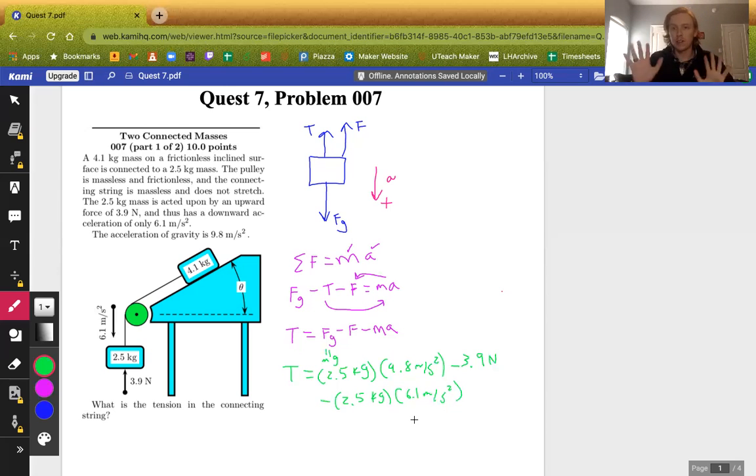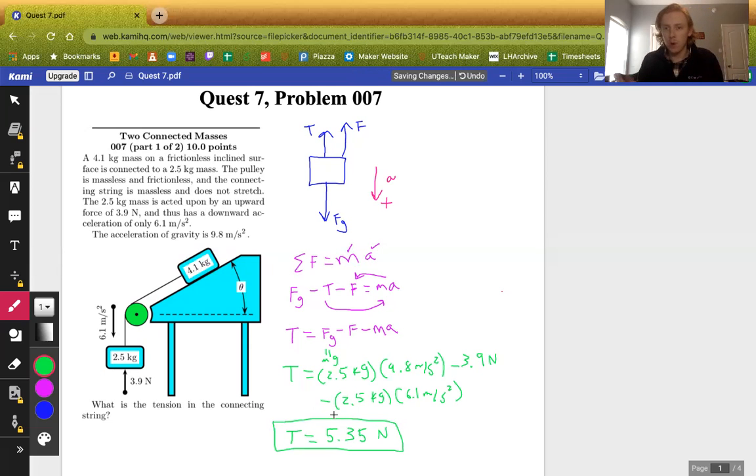After having done all of that, I can plug this into my calculator. I like to do it all in one step, just so I know that I didn't accidentally mistype something, but you can do it in multiple steps if you would like. And I get that the tension is 5.35 newtons. So that is your final answer.